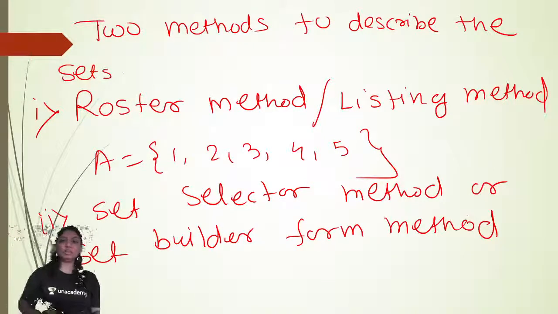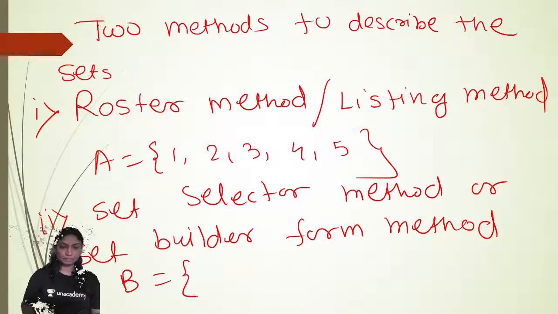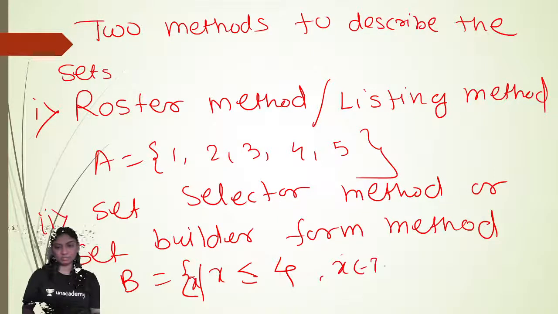Set selector method, or set builder form method. In this method, instead of writing all the elements separated by commas, we write it directly. Suppose, for example, b is equal to the set of all x such that x is less than or equal to 4, where x belongs to natural numbers. So this is set builder form.